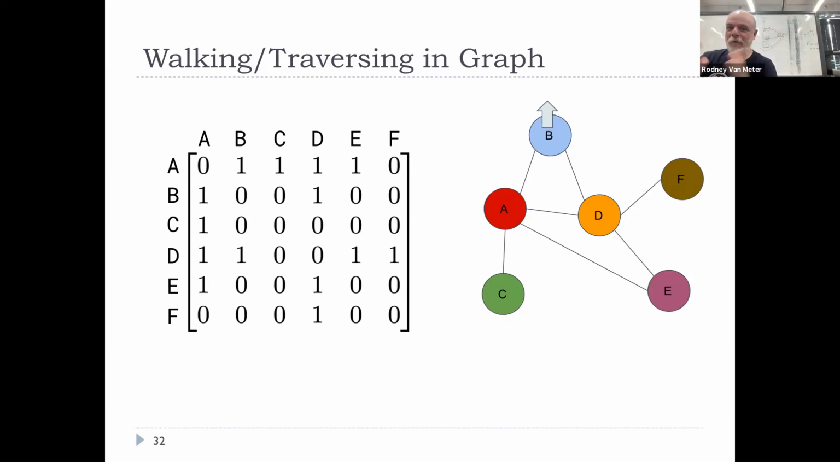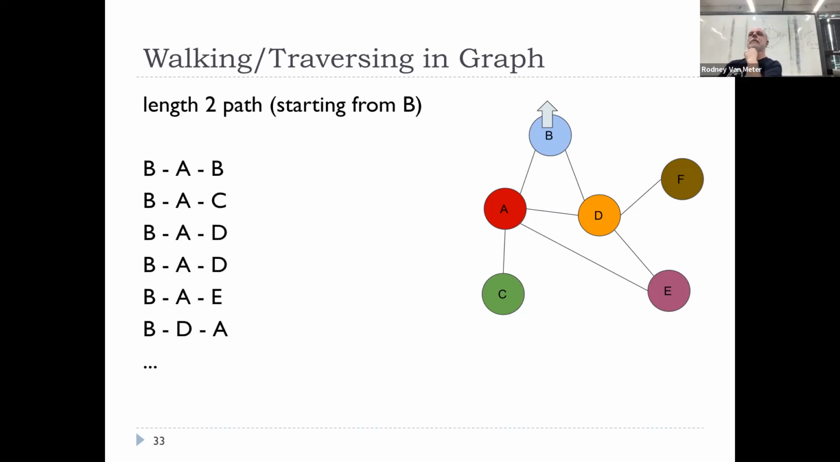So at time 0, we are at B. At time 1, we can be only at A or D. Those are the only 2 places we can end up. If we take 2 steps, we can go from B to A and then back to B, or we can go from B to A to C, or we can go from B to A to D, or this whole set of things. There's a partial list there on the left.